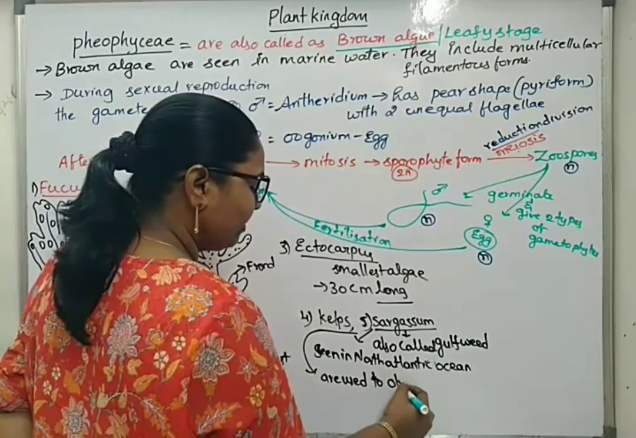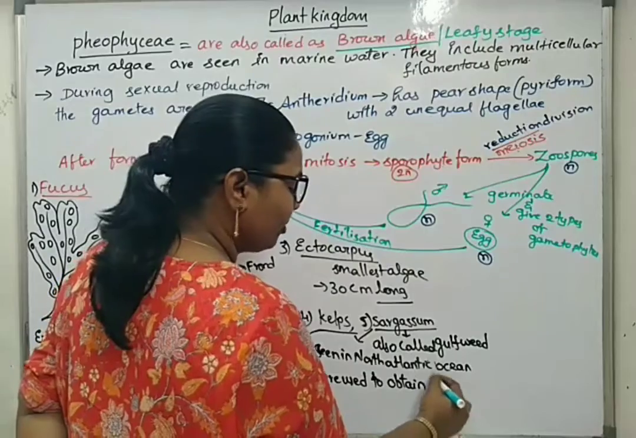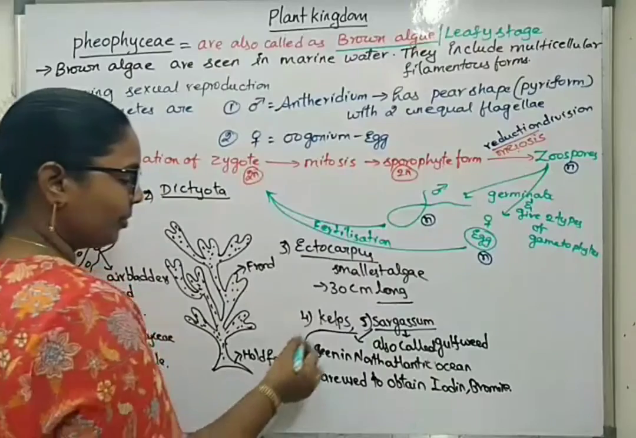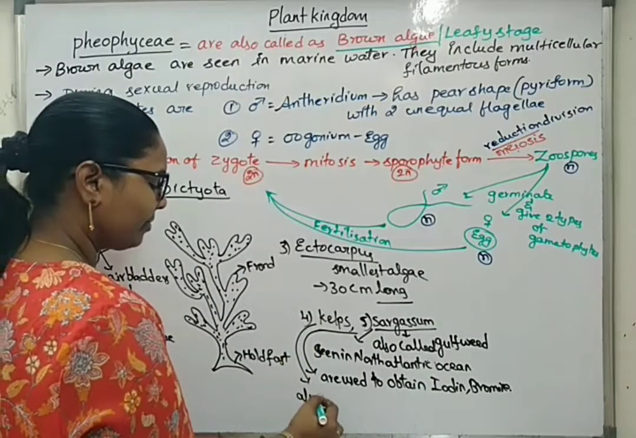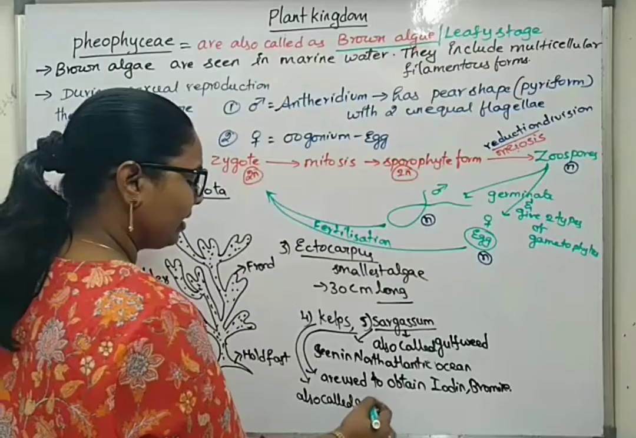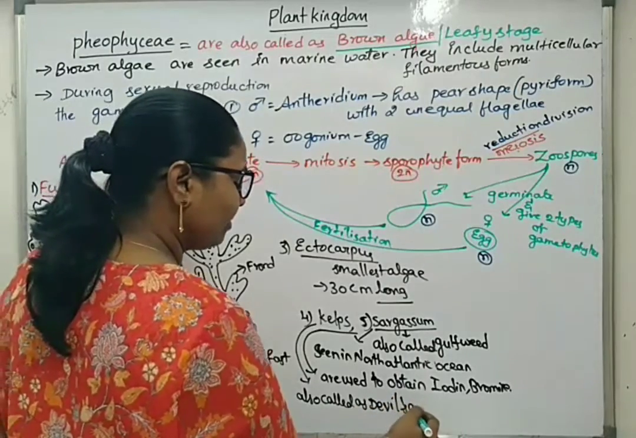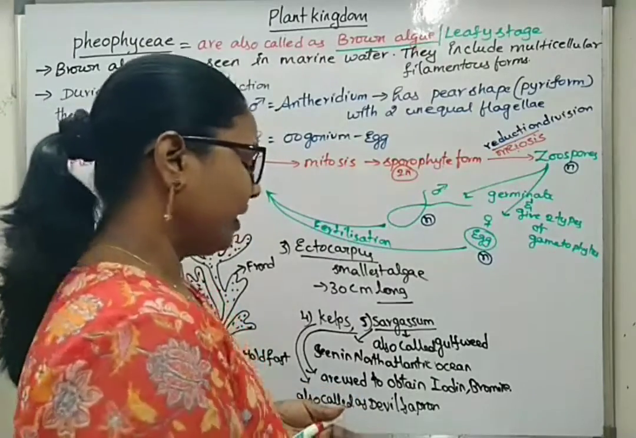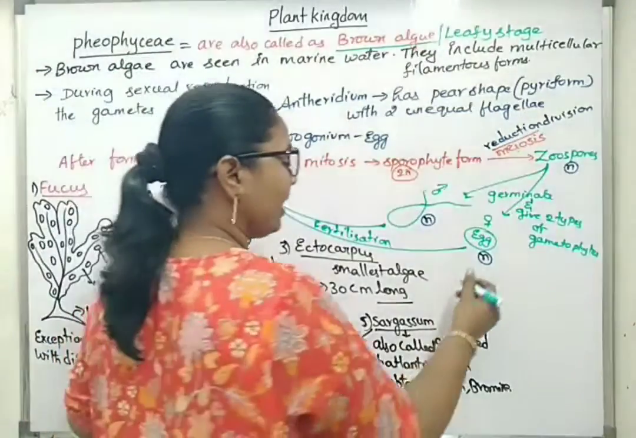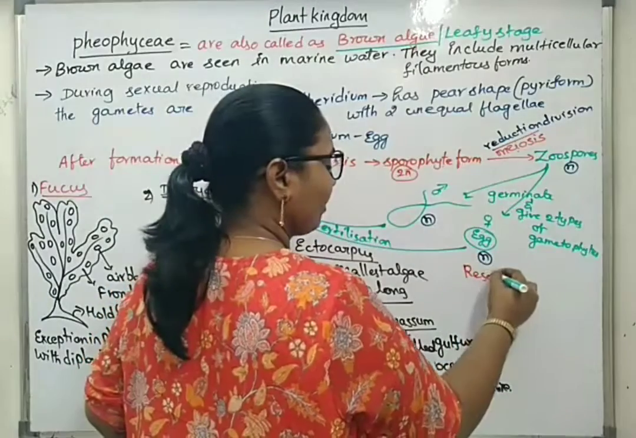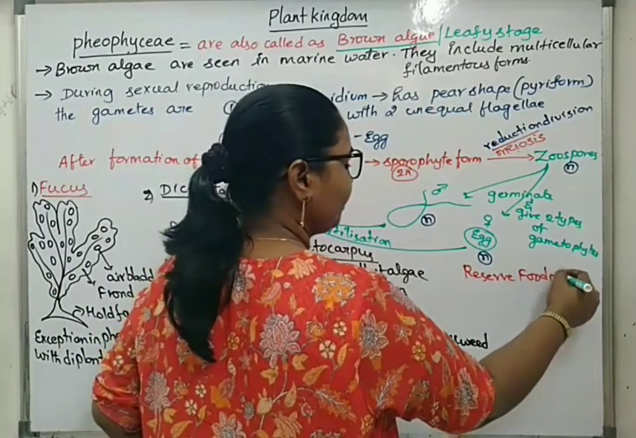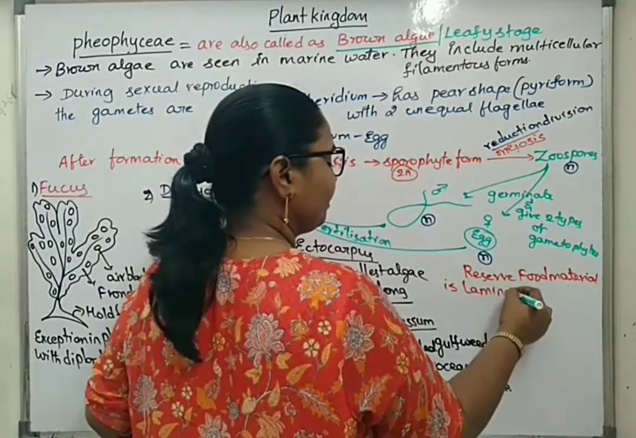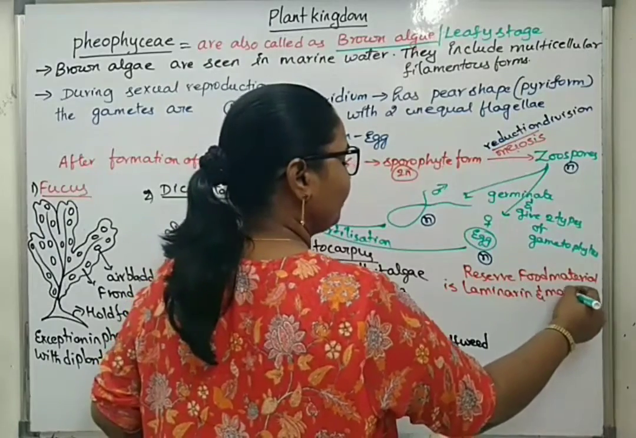Now, these kelps are used to obtain iodine and bromine. Kelp is also called as devil's apron. Next, the reserve food material in case of brown algae is laminarin and mannitol.